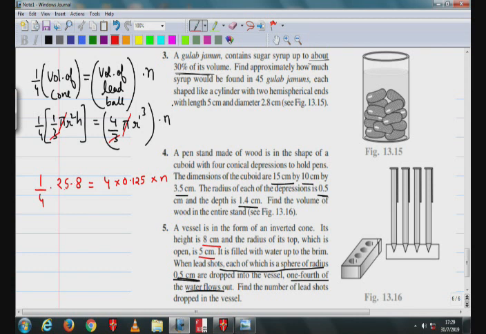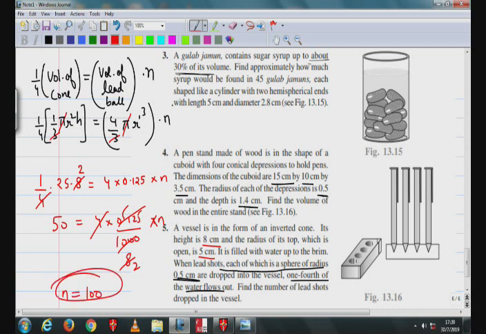Now we can cancel out this 4 with this 8, 2 times. So 25 into 2 becomes 50, which is equal to 4 into 0.125. This can be written as 1000, this can be written as 1/8, this will cancel out 2 times, and 2 will get multiplied with 50. So n is going to be 100. There are 100 lead balls which are submerged in the water.